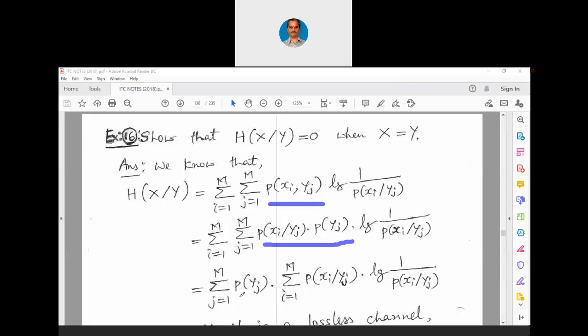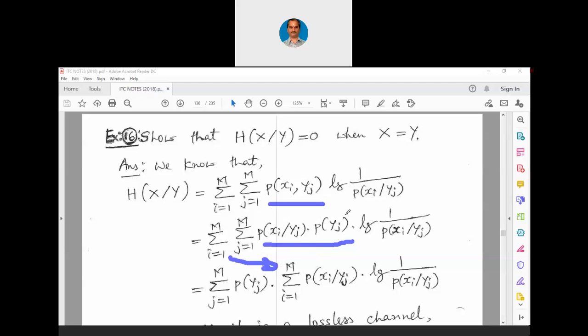Now, summation of j equals 1 to m of p of yj into summation of i equals 1 to m of p of xi slash yj into lg of 1 over p of xi slash yj. This summation, let us bring it here. Summation of i equals 1 to m, can we bring it that way? We can bring it because it is with respect to conditional probability.